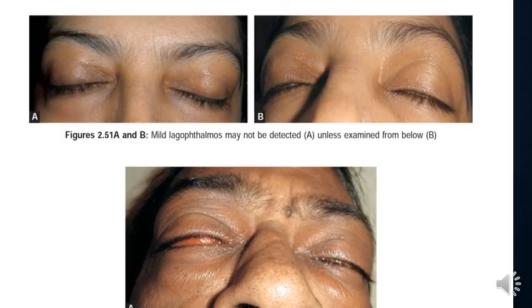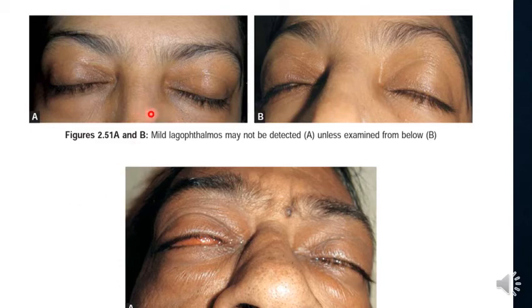This is a video demonstrating lagophthalmos. It is the inability to close the eyes completely. You can see here. This is a picture showing lagophthalmos. It is a very important finding to look for because it can lead to exposure keratopathy, frank corneal ulcer and even perforation. Hence it is important to detect early lagophthalmos to take remedial measures.